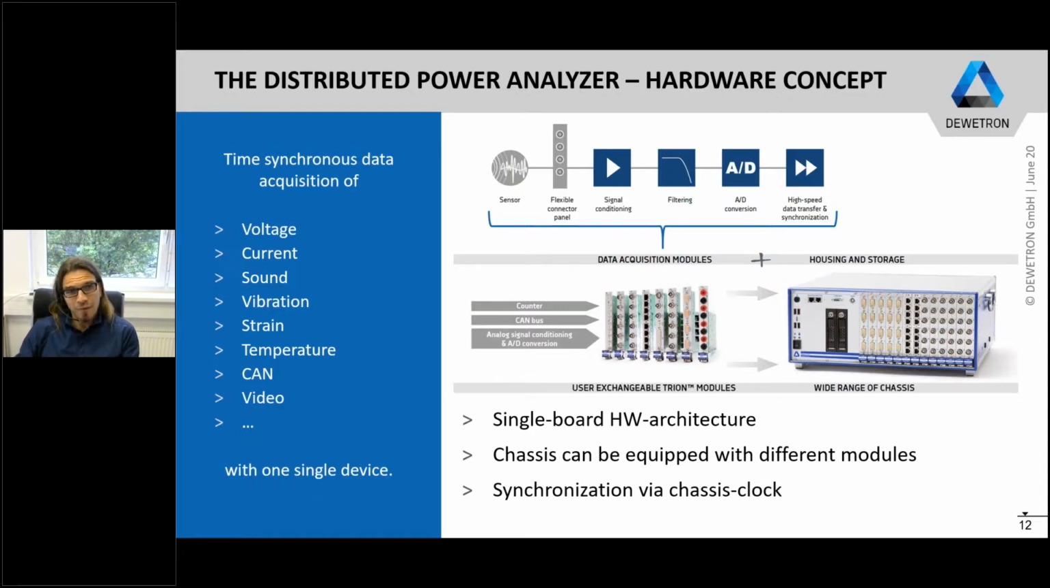All further data processing is done in the software. And the chassis can be equipped with different kinds of modules, and so you are able to acquire voltage data, current signals, sound, vibration, strain, or also temperature, even CAN and video data can be acquired with one single measurement unit just by selecting different data acquisition boards. And all the data in the measurement unit is automatically synchronized and time clocked via an internal chassis clock. So the test engineer never needs to worry about lack of accuracy due to missing synchronization of your measurement signals.